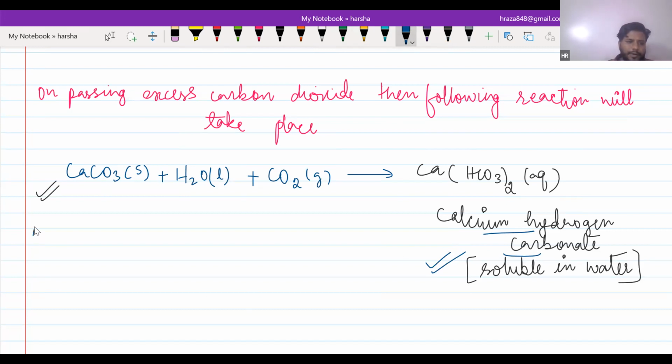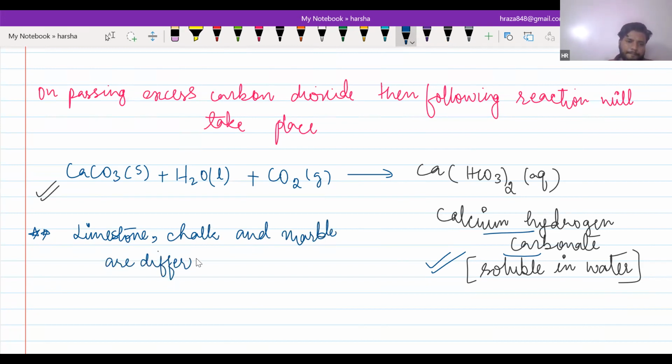And write a point. Limestone, chalk, and marble are different forms of calcium carbonate. Please write.